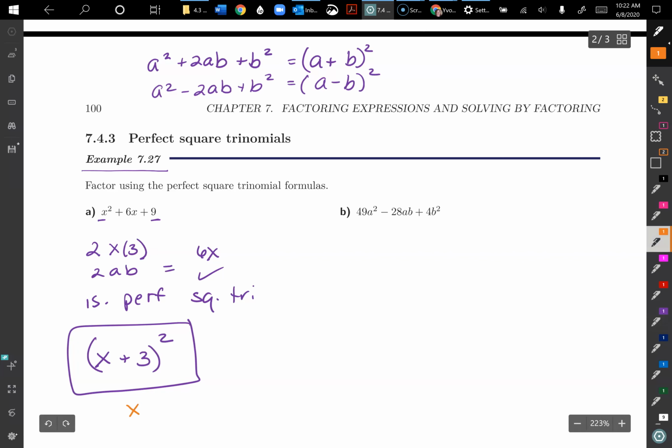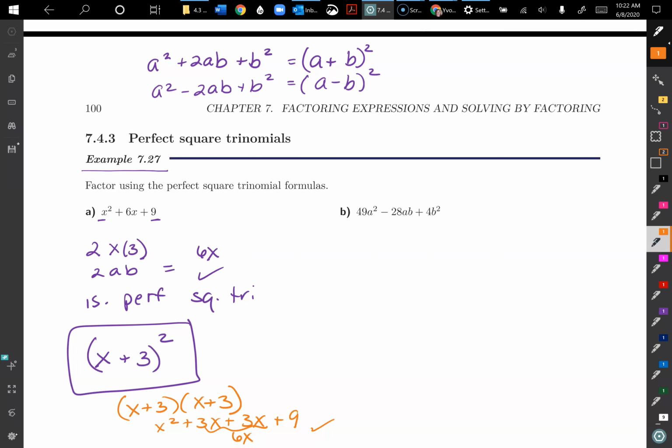So we would have x plus 3 times x plus 3. That's two binomials, and I would have x squared plus 3x plus 3x plus 9, and I do get my middle term of 6x. So double check.